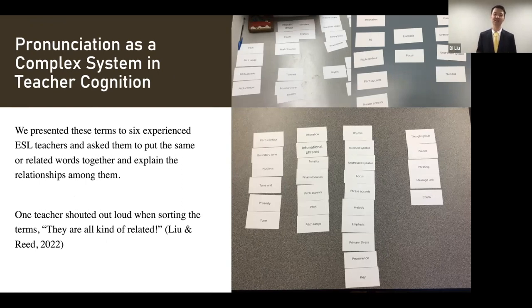of these terms that these 3 teachers have very different conceptualizations of the system of pronunciation. The bottom one has 4 different columns. The top left part, the teacher organized these terms in small piles, and the top right one had 2 terms, pitch and focus, in the middle, and everything surrounding them. Very different ways of conceptualizing the system. And one teacher shouted out loud when sorting the terms, "They're all kind of related."